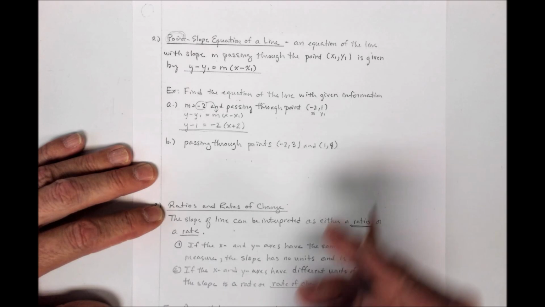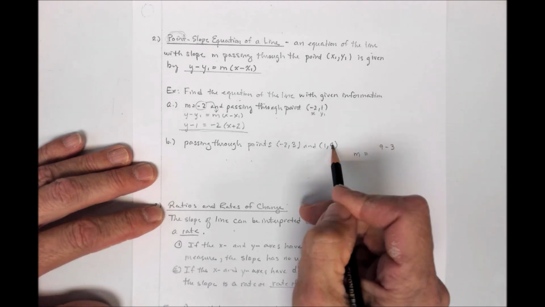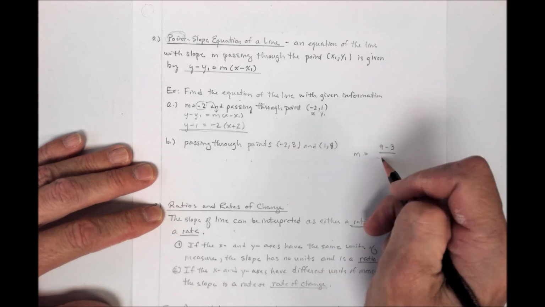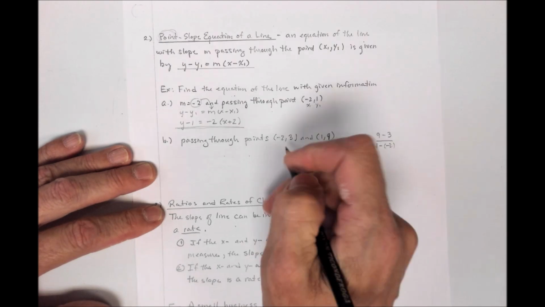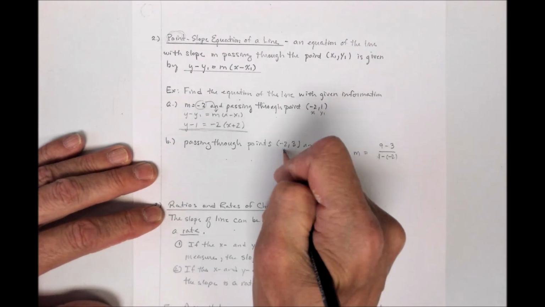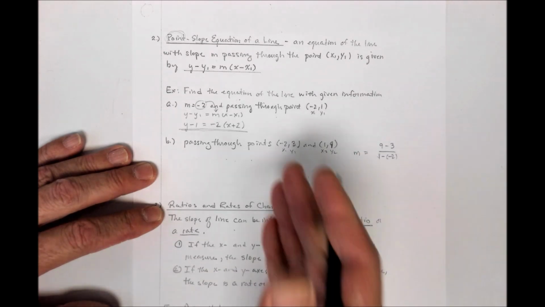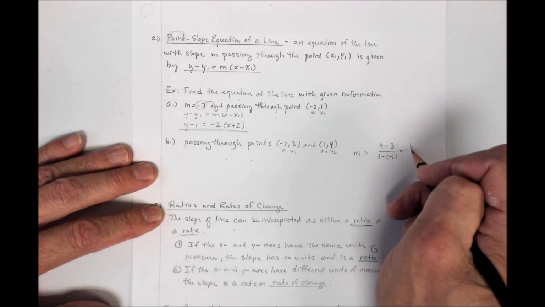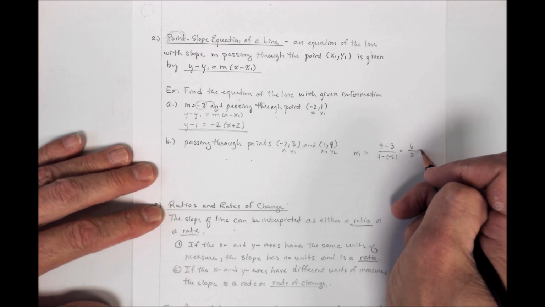Okay, so the first thing I'm going to do is find the slope. 9 minus 3, y sub 2 minus y sub 1, over 1 minus a -2, x sub 2 minus x sub 1. If it helps you, you can think of this as x sub 1, y sub 1, x sub 2, y sub 2. I just think of it because this is the first one and that's the second one listed. So I have 6 on top, and 1 minus a -2 is a +3, so my slope is 2.